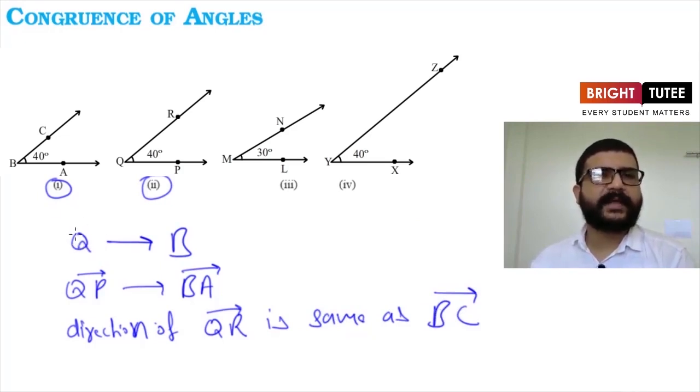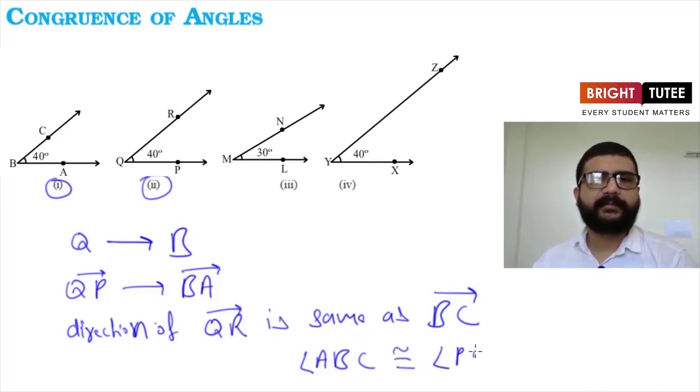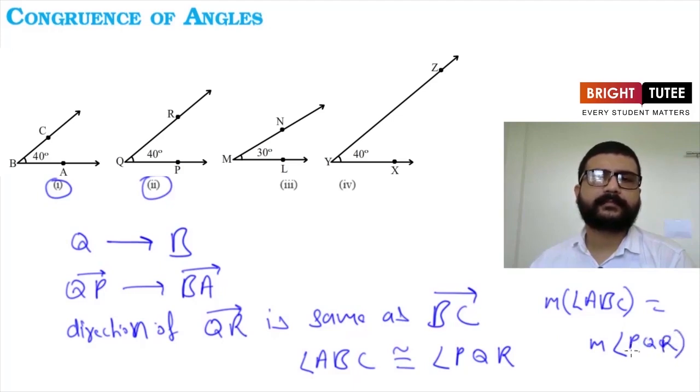So it means these two angles are congruent. So what we can do, we can write like this now, that angle ABC is congruent to angle PQR. And we can notice one more thing here, that is measure of angle ABC is equal to measure of angle PQR. These two angles are having same measure and they are congruent also.